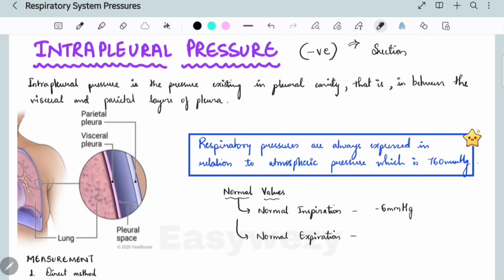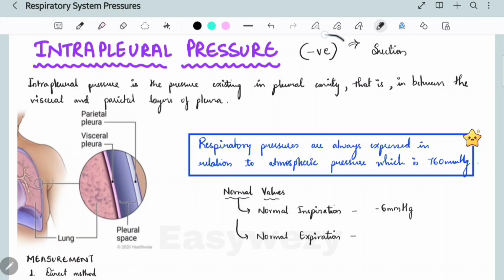Intrapleural pressure. The name itself suggests the space in between the pleura. Intrapleural pressure is the pressure existing in the pleural cavity, that is in between visceral pleura and parietal pleura. In between both these layers there is a cavity which is called the pleural space. This space has a normal fluid called pleural fluid. This fluid acts as a suction.